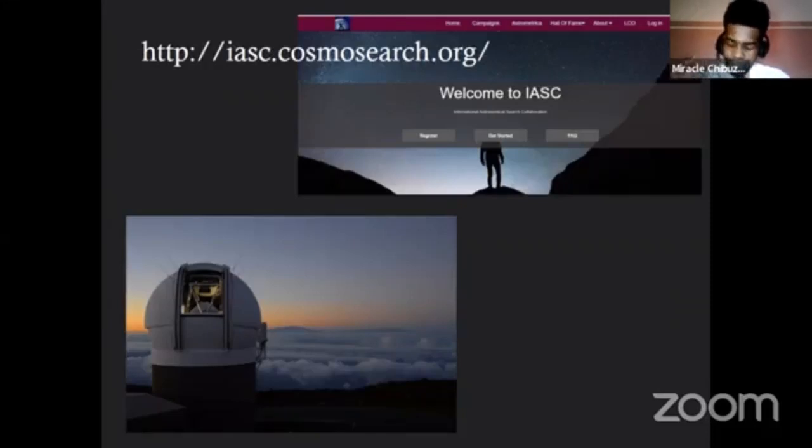And guess what? We use this asteroid search as a tool for promoting astronomy in Africa. So we are doing many things. We are participating in planetary defense, and we are also using it as a tool to promote STEM education, especially astronomy in Africa.